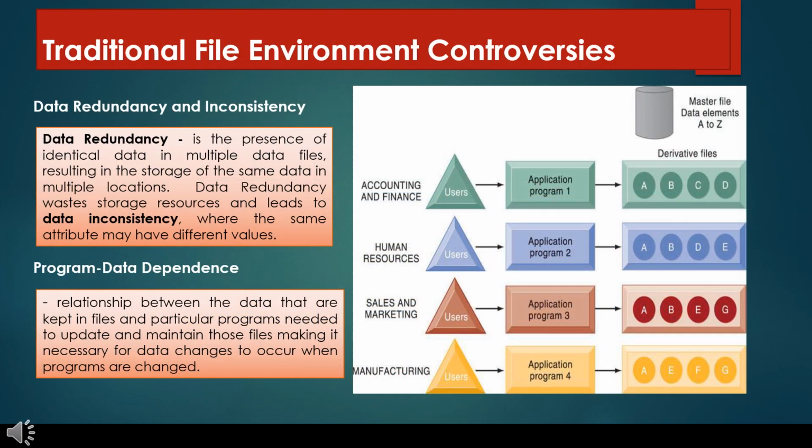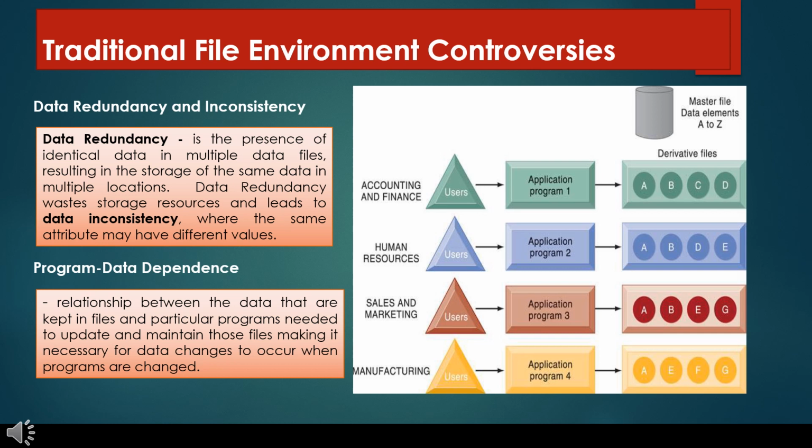Data redundancy and inconsistency. Data redundancy is the presence of identical data in multiple data files, resulting in the storage of the same data in multiple locations. Where the same attribute may have different values, data redundancy wastes storage resources and leads to data inconsistency. For example, in instances of the entity course, the date may be updated in some systems but not in others. The same attribute, like student ID, may also have different names in different systems throughout the organization. Some systems might use student ID, and others might use ID, for example.